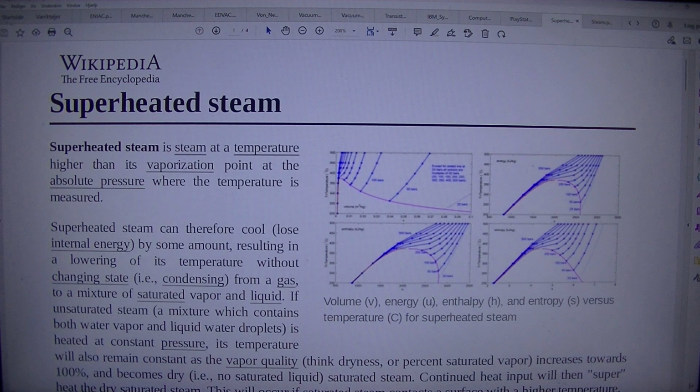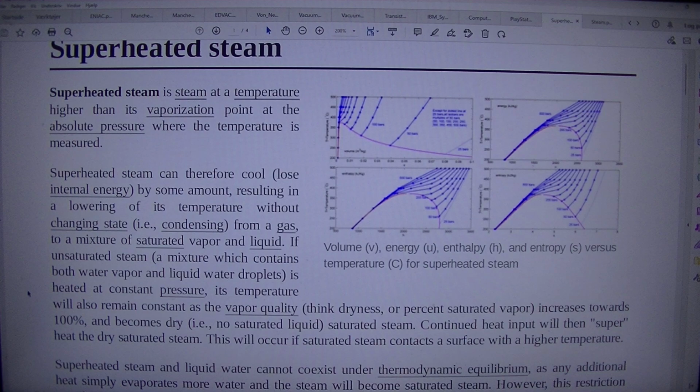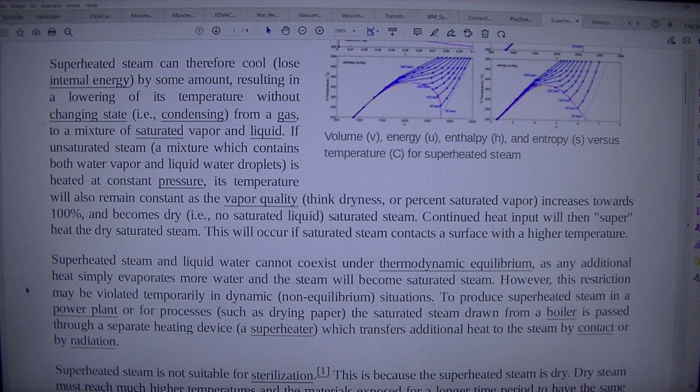Superheated steam. Volume V, energy U, enthalpy H, and entropy S versus temperature C. Superheated steam is steam at a temperature higher than its vaporization point at the absolute pressure where the temperature is measured. Superheated steam can therefore cool, losing internal energy by some amount, resulting in a lowering of its temperature without changing state, i.e., condensing, from a gas to a mixture of saturated vapor and liquid.